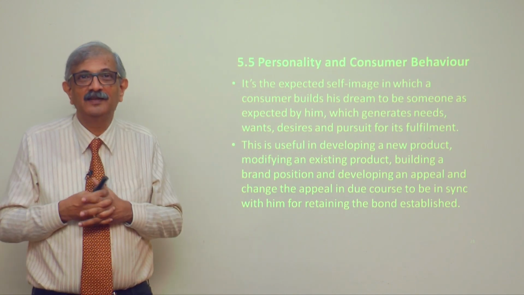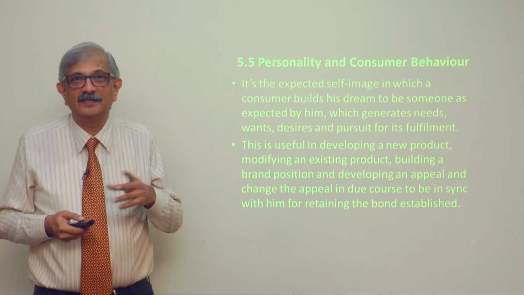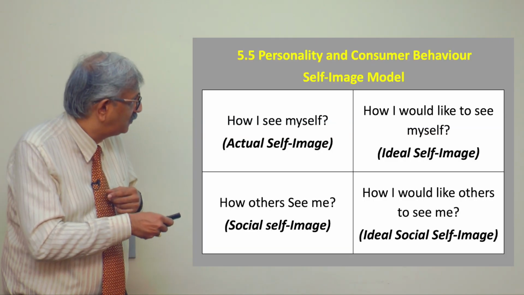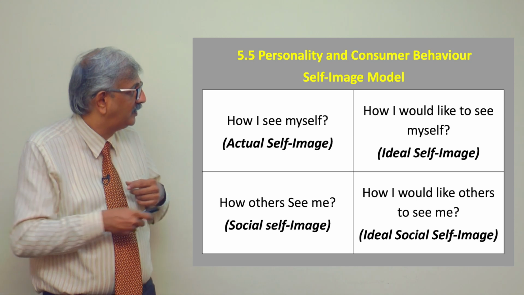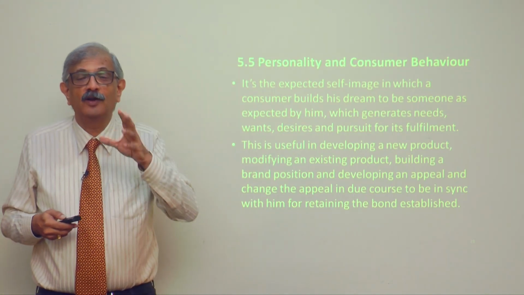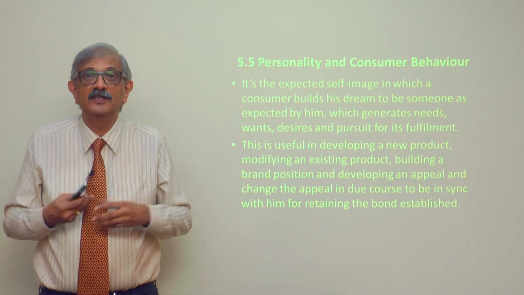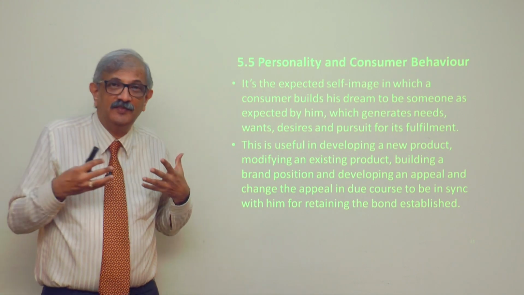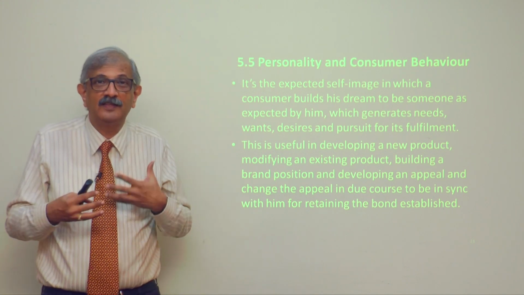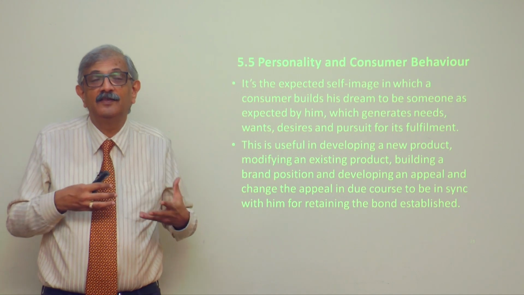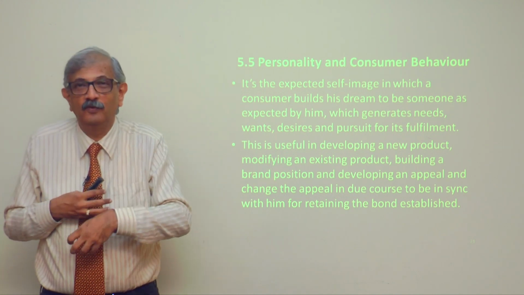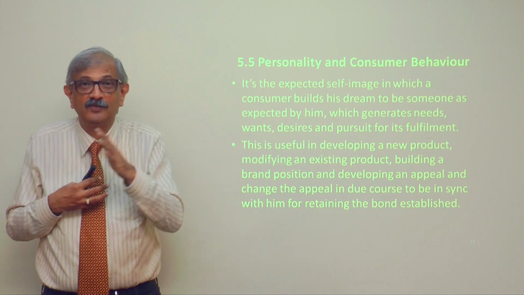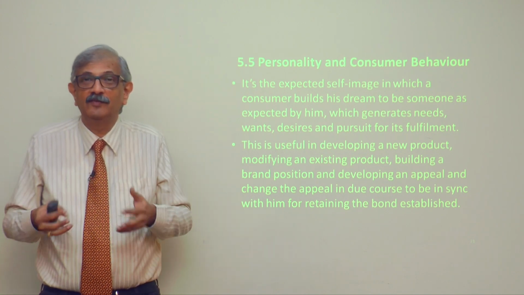Let's study that better. It's the expected self-image which builds the consumer. The transition from this quadrant to the other quadrant, the ideal self-image, is termed here as the expected self-image. Our needs become wants, we try to see whether there is a means to satisfy that, so it becomes a desire, and then we put a goal to fulfill our desire. That's where the transition happens. That is also of interest to the marketer. This is useful in developing a new product.